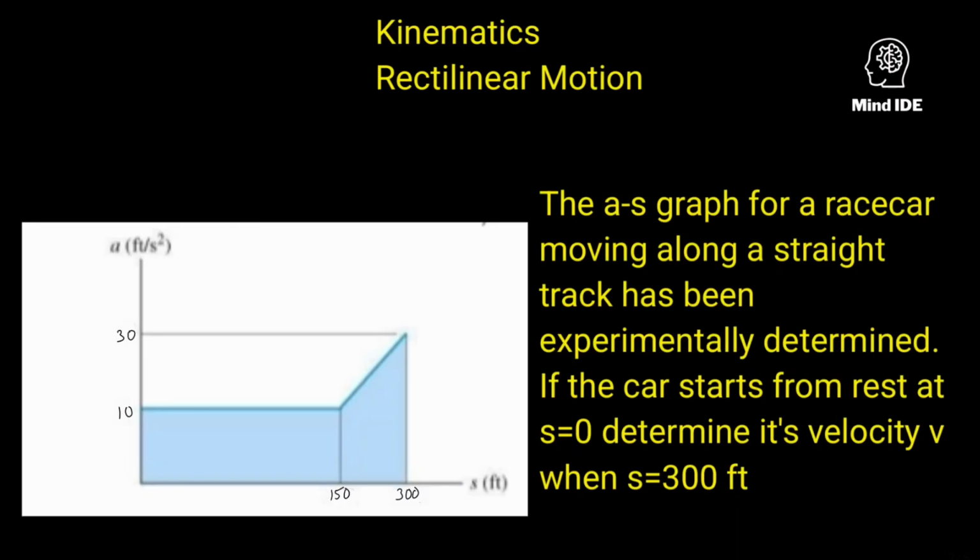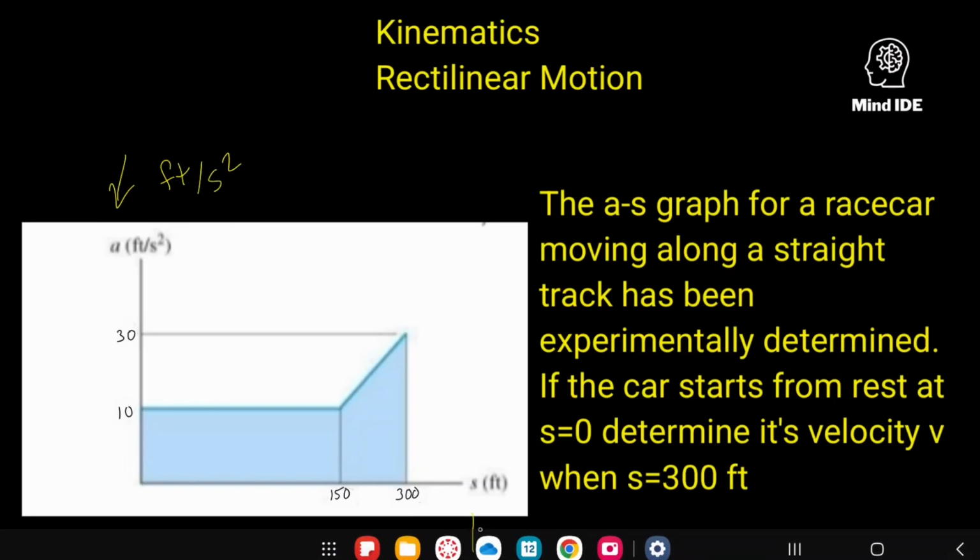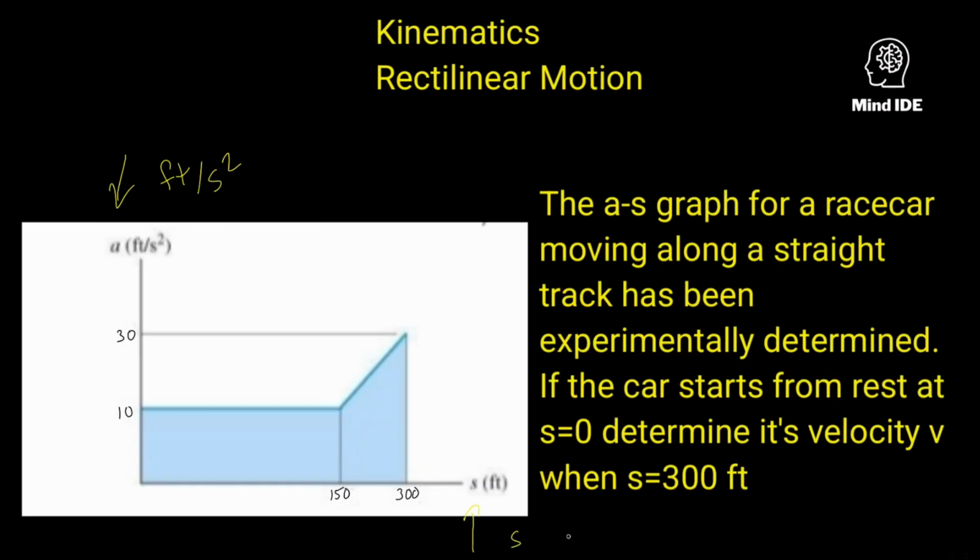So what is an A-S graph? Well, A is acceleration, which is in feet per second squared, versus S, which is in feet. A is your acceleration, S is your position. Okay, so what do we know? We know that from 0 to 150 feet, the acceleration is 10 feet per second squared. And then from 150 to 300 feet, we've got an increase, so we'll have to come up with a function for that.